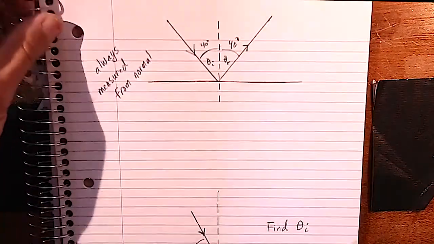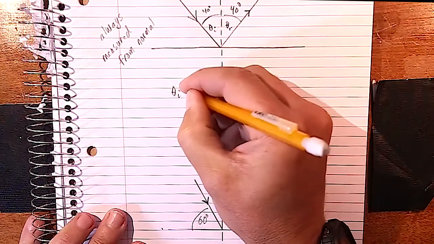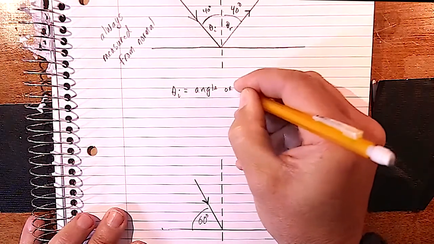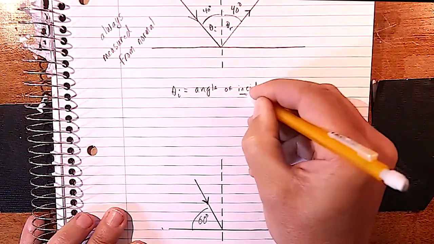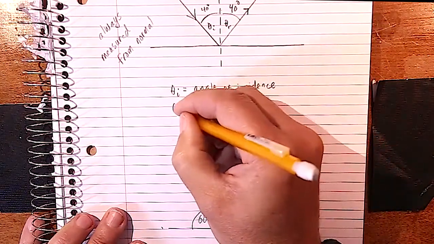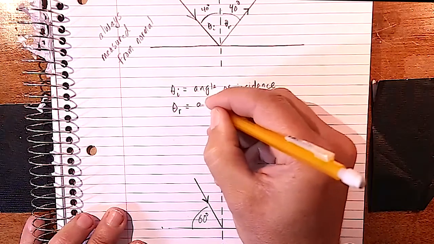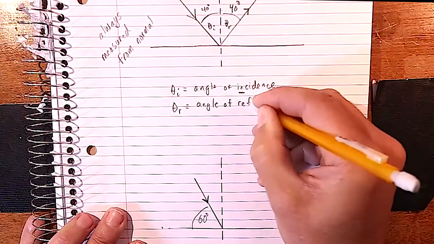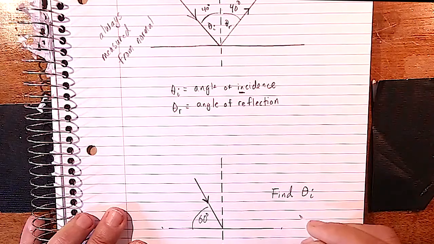So what's our definition here? Our definition is that theta I is equal to the angle of incidence. And just remember that the "in" helps you to remember that it's into the surface. Theta r then is equal to the angle of reflection. And that's the outgoing ray, the one that is bounced off the surface.